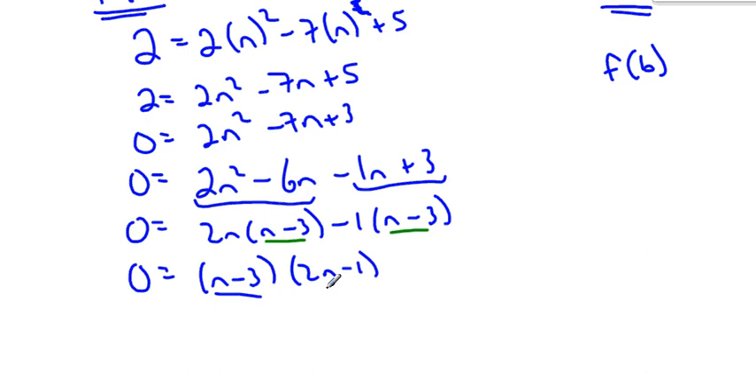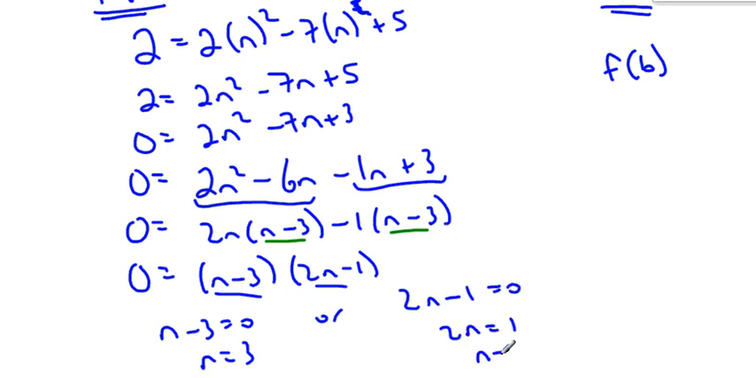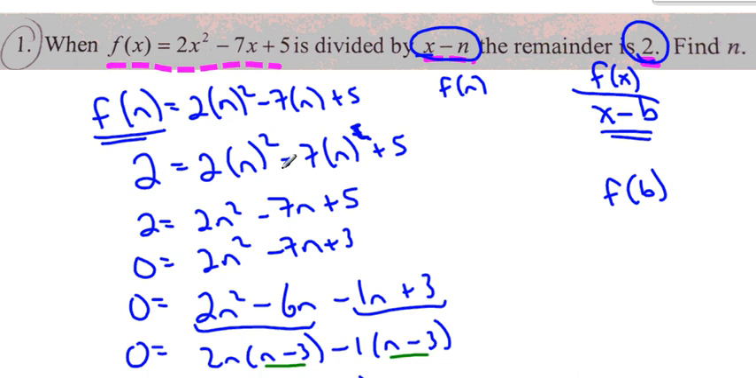And therefore, I can solve for n by saying that n minus 3 equals 0, so n must equal 3, or 2n minus 1 equals 0, so n must be a half. So those are my two answers. n must be 3, and n must be a half. Okay, so again, that was a remainder theorem question.